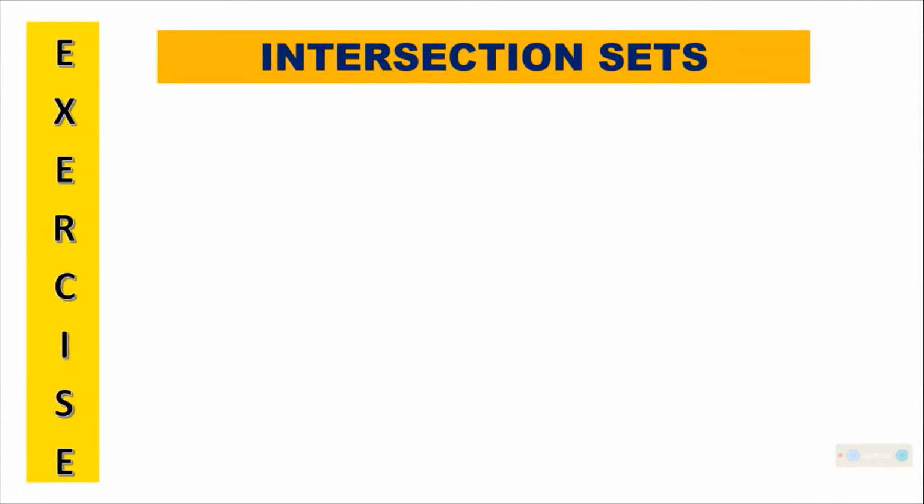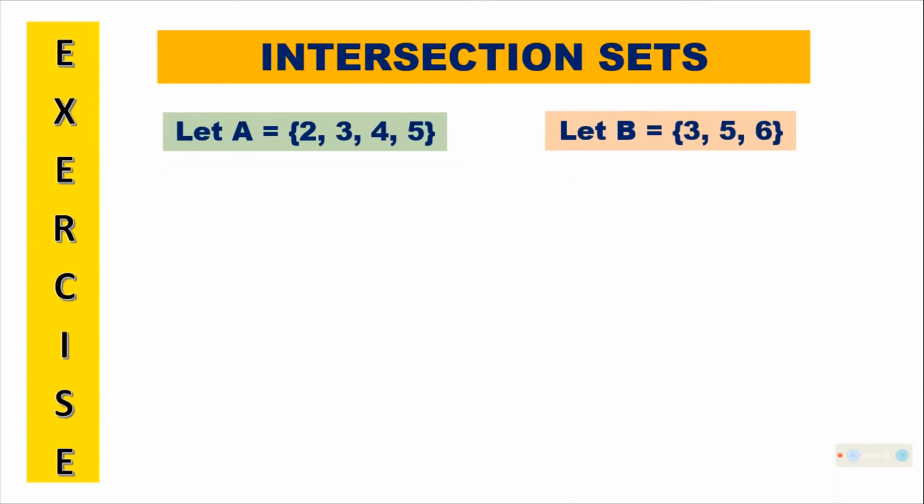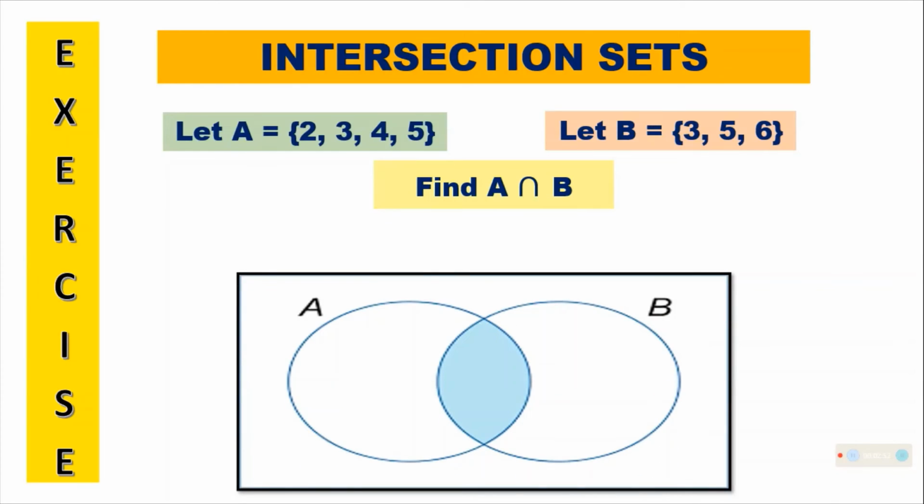Next. Intersection sets. So let A is equal to 2, 3, 4, 5. Let B is equal to 3, 5, 6. And find A intersection B. Pag sinabing intersection, that is common element. So this will be the representation of Venn diagram. Ang shaded niya lang yung nasa gitna. So meaning, common lang. So lalagay muna natin yung laman ni set A at saka ni set B. Yung elements ni A at saka elements ni B.